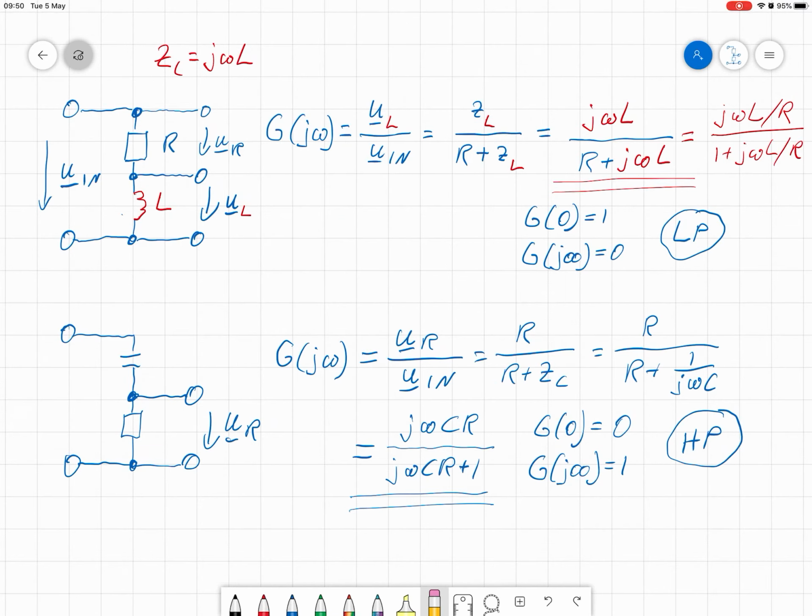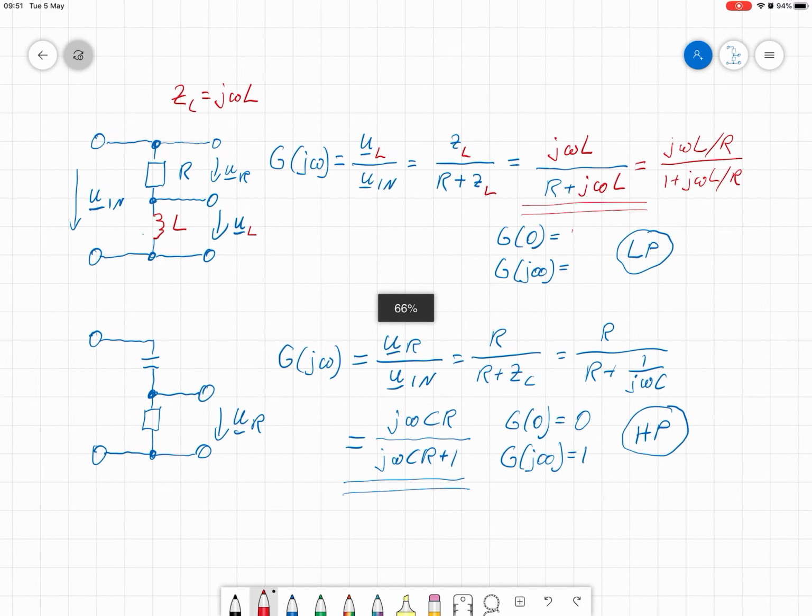So what kind of a filter do we have here? We can apply the same analysis as before. We can assume a very low frequency omega, and you can see that this very low frequency obviously means that the 1 dominates. We have a 0 in the numerator, 1 in the denominator, and so the result would be 0. And at very high frequencies, the omega term dominates, so at high frequencies we have 1. And as discussed before, this means we have a high-pass filter now.